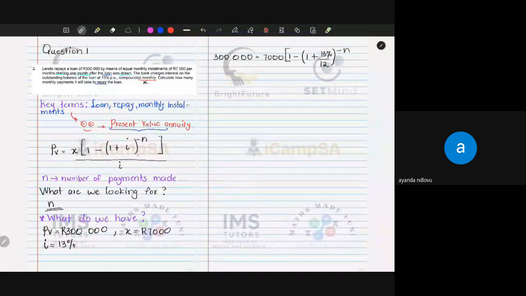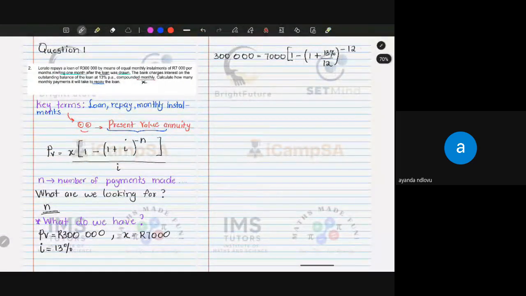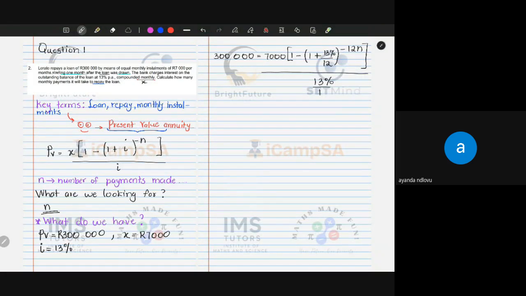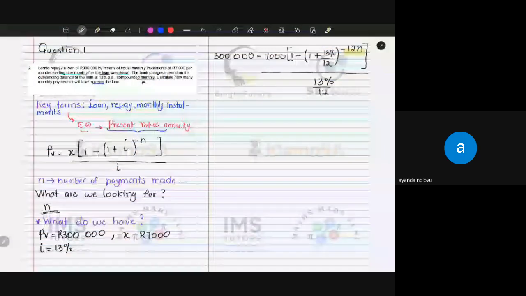Okay, maybe let me stick to that, guys. Let's put that. So our compounding period is 12. So it will be 12 multiplied by n. And then divided by our interest rate is 13%. We should always divide by 12 because they said the compounding period is monthly. So what we need to do now is to solve essentially for n. And once we get the n, we just multiply it by 12 and we get the number of payments made.